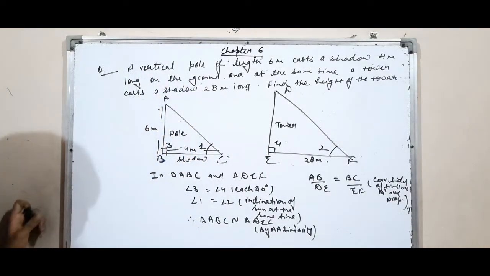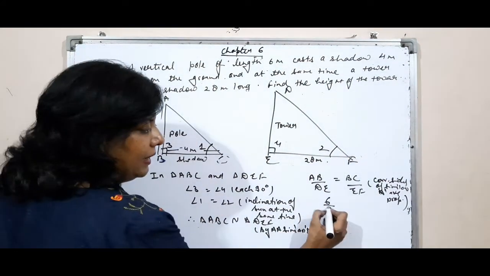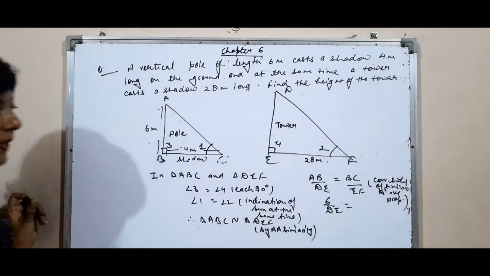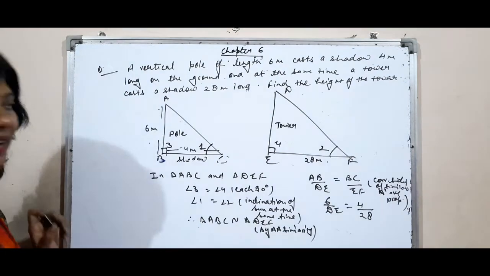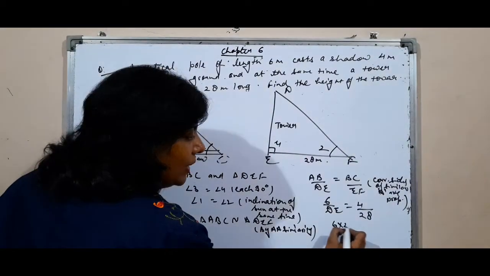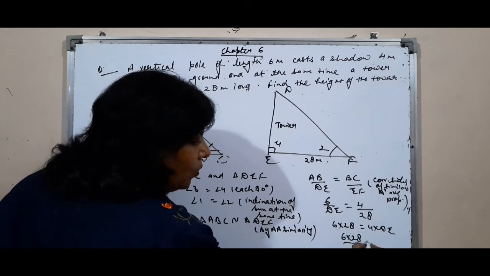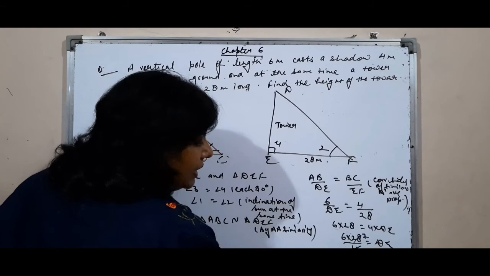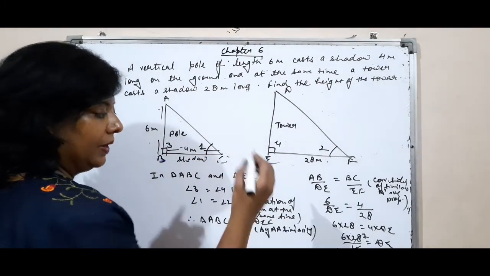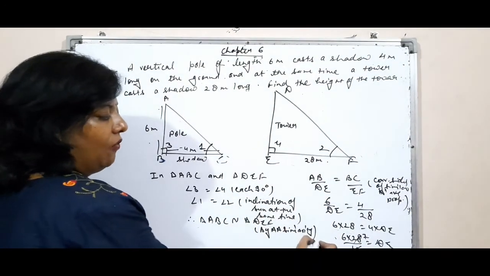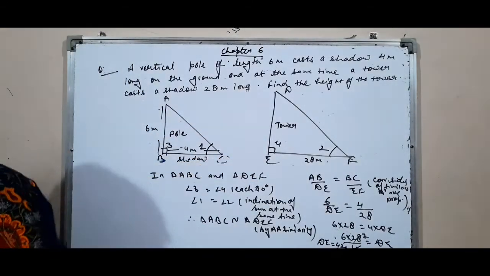ठीक है बच्चों, AB हमें पता है that is 6, DE we want to find, BC it is 4 meter, EF it is 28. So now we can easily find out DE. 6 into 28 equals to 4 into DE. 6 into 28 upon 4 equals to DE. The value of DE is 42 meter. Therefore, height of tower is 42 meter.